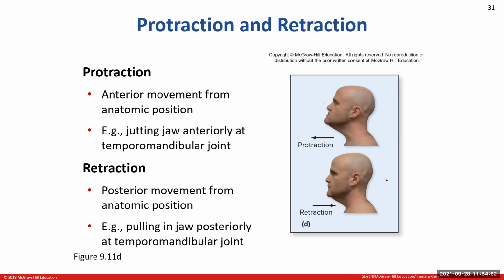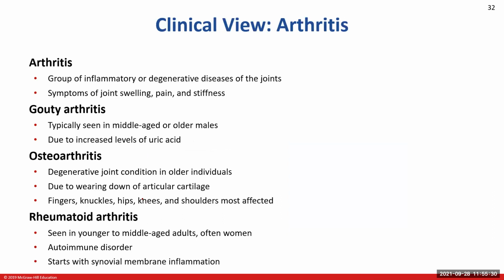Protraction and retraction. Again, we are going to use the temporomandibular joint for this. When you have your jaw moving anteriorly or jutting forward, that's protraction. When you pull it back in a posterior direction, that's retraction. If you've ever seen Gilligan's Island, Mr. Howell protracted his chin all the time, kind of talking like this, sticking his jaw forward. Retraction is just pulling your jaw back posteriorly.